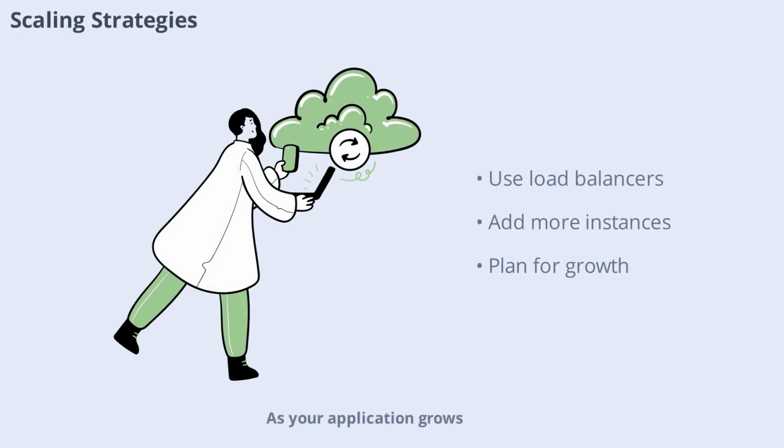As your application grows, you'll need to scale your LLM deployment to handle increased demand. Horizontal scaling, or adding more instances, is a common approach. Load balancers distribute traffic evenly, ensuring smooth performance. Planning for scalability from the start helps prevent bottlenecks and keeps your application responsive as usage increases.